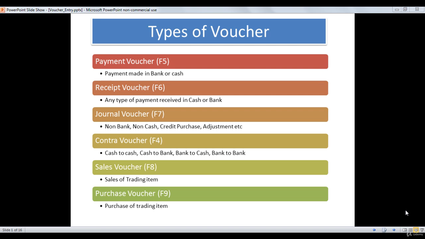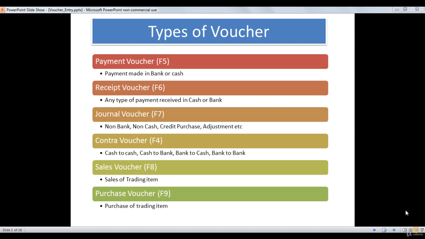The fourth type of voucher is the contra voucher. The shortcut is F4. It covers cash to cash, cash to bank, bank to cash and bank to bank. It is very easy to understand. Under this voucher, most of the transactions happen within the company or between the company's various accounts. Cash is considered as one account. Now the company's bank accounts, let's say they have a bank account in ICICI and also one in HDFC, those are again different accounts.